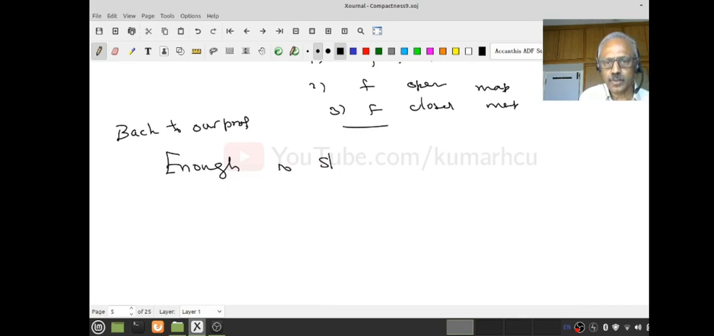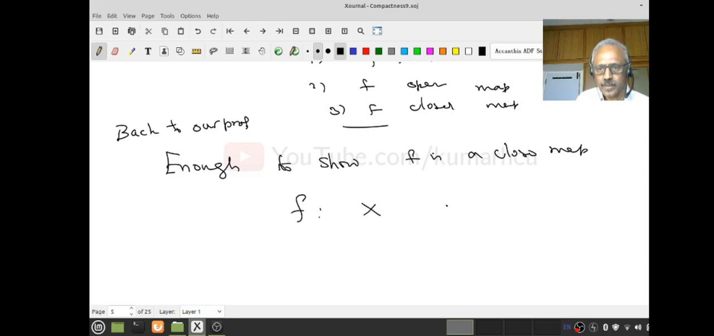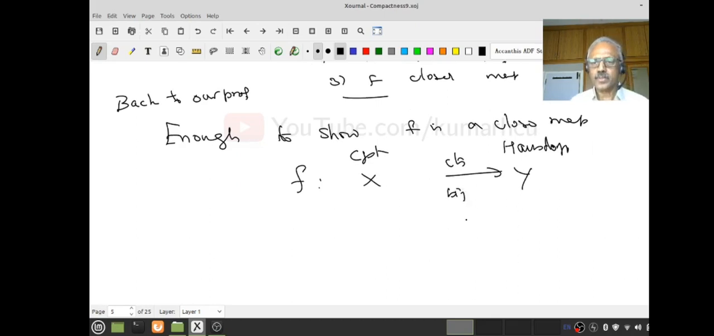Enough to show F is a closed map. Right. Therefore, F from X to Y, X compact, Y Hausdorff, and this is a continuous bijection. So I want to say it's a closed map.